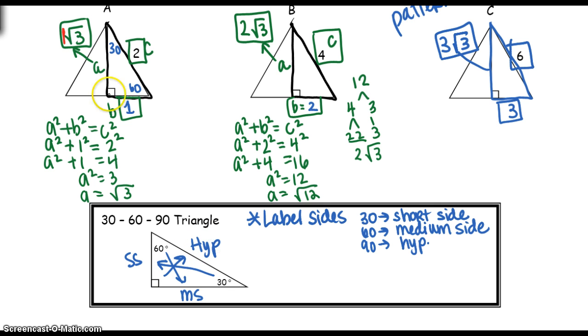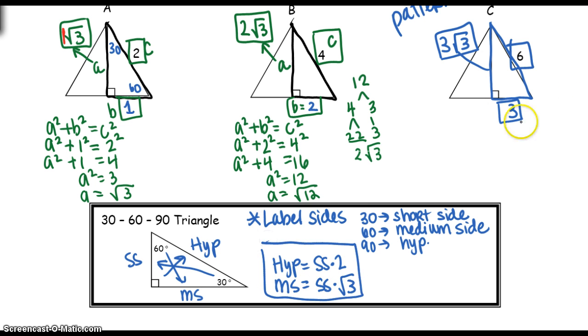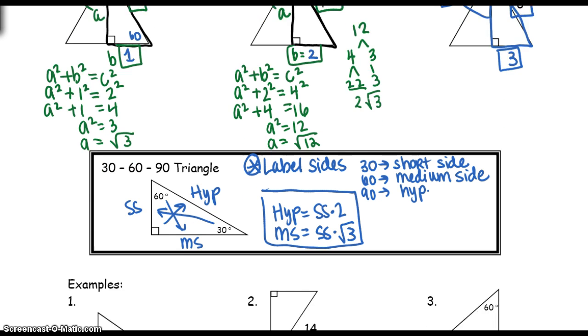And we discussed what happened over here. So whatever the short side is, we multiply it by 2 to get the hypotenuse. Short side times 2, hypotenuse. So the hypotenuse equals the short side times 2. And then to find the medium side, short side times root 3. So for medium side, short side times root 3. All right? So this is what we're going to use the most. But you always want to label those sides first, okay?